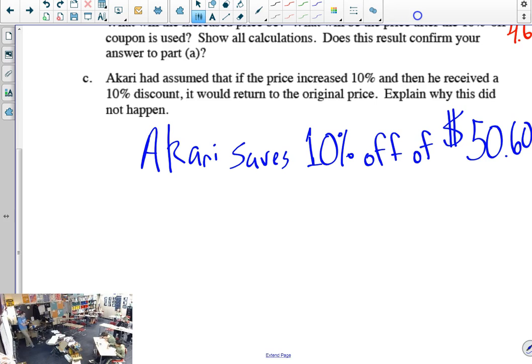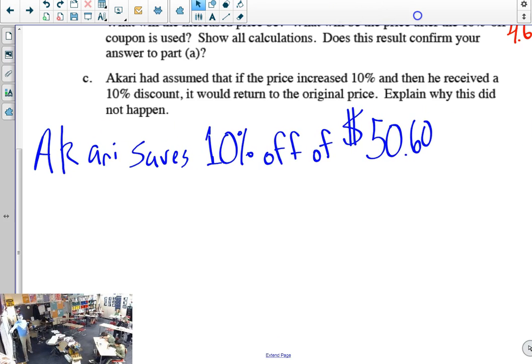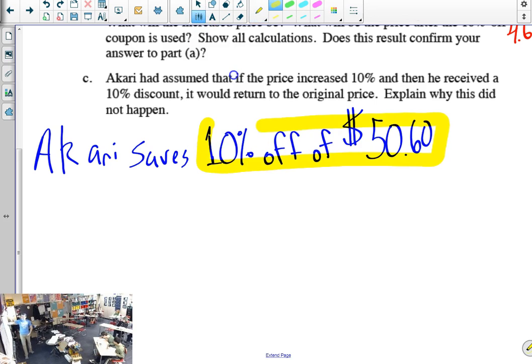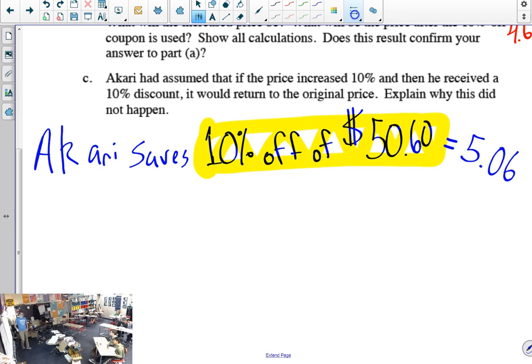Oliver, take us to school. So, she's not taking the 10% of the 46. It's the 10% of the $50.60. It is 10% off of $50.60. So when you use the 10% off coupon, you're actually paying less than the original price, because it's more than 10% of $46.